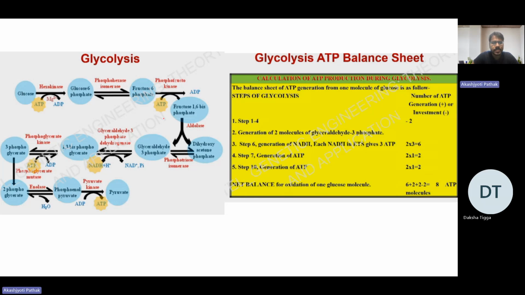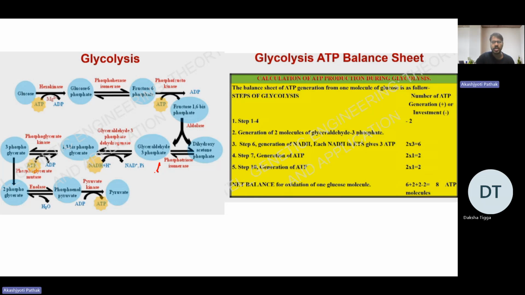Then in the next step, this fructose 1,6 bisphosphate is broken down into two molecules of 3 carbon compounds. One is glyceraldehyde 3-phosphate and another is dihydroxyacetone phosphate. So aldolase is the enzyme which converts this fructose 1,6 bisphosphate into these two different 3 carbon compounds. After this is broken down, from this step, this is the payoff phase, the energy yielding phase.